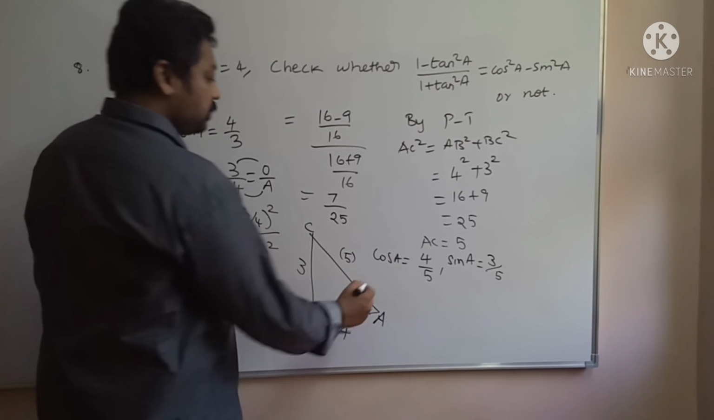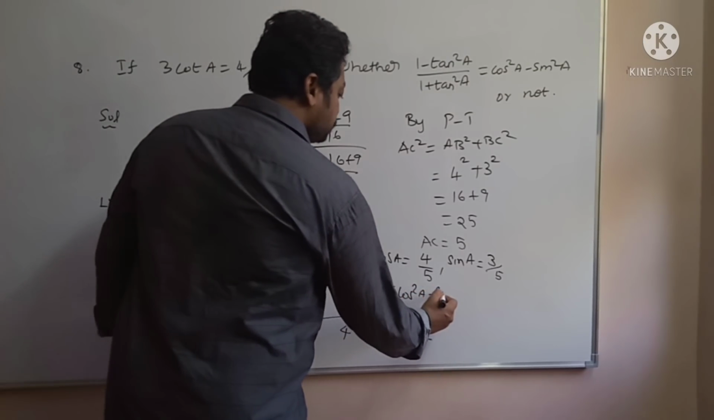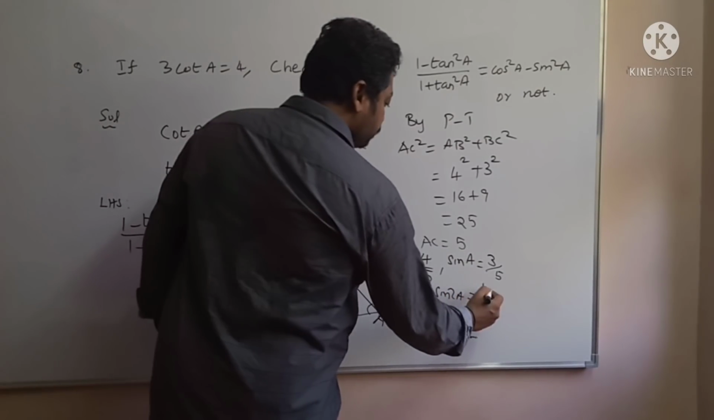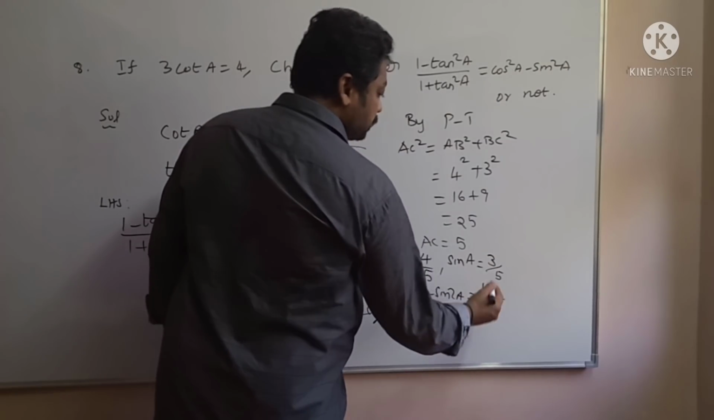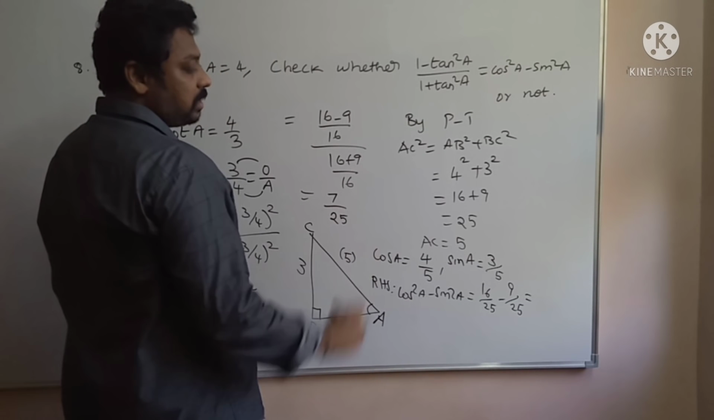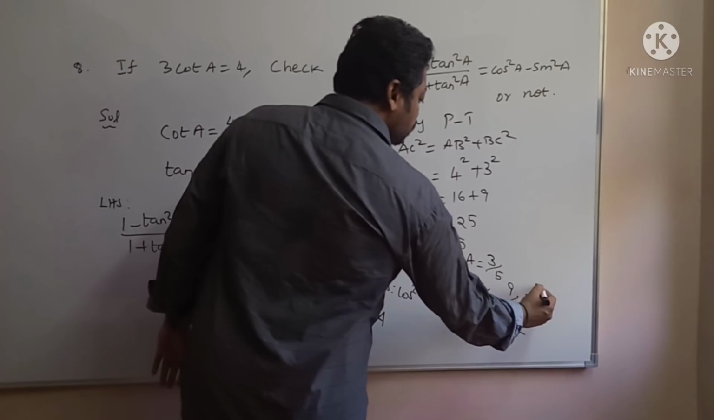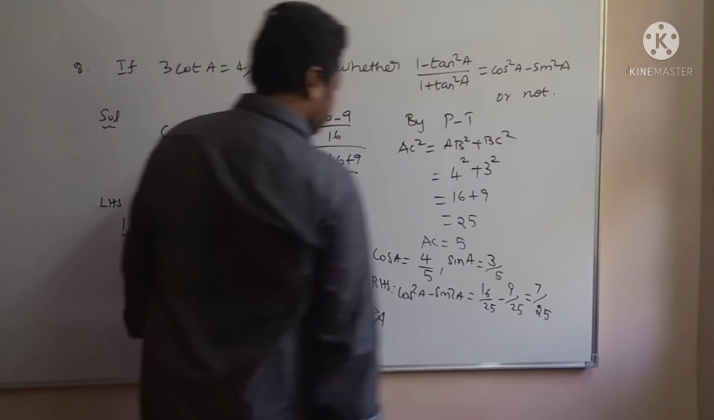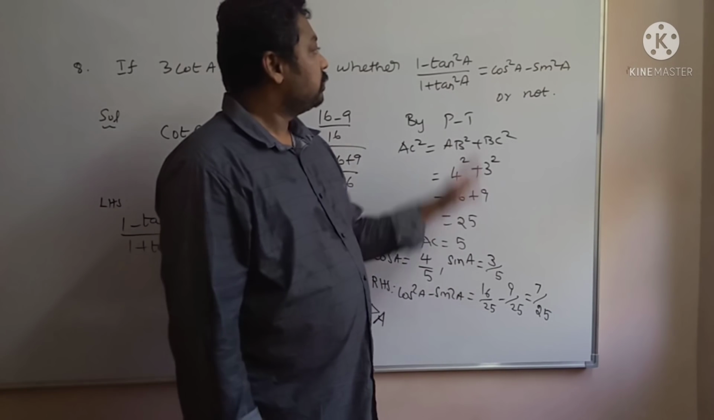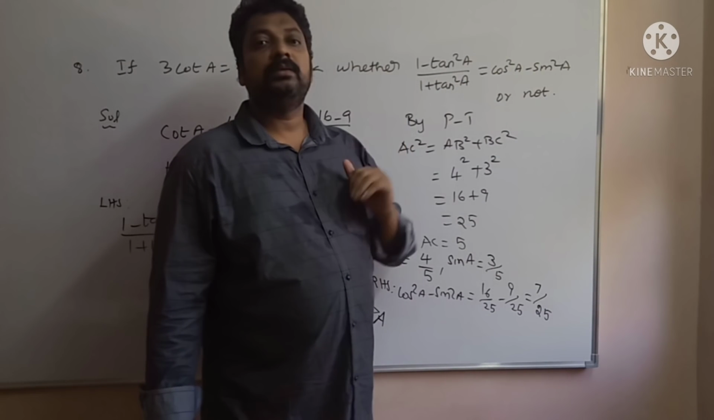So now we move to the RHS. What is the RHS? Cos square A minus sin square A. So cos square A is 16 by 25, minus sin square A which is 9 by 25. So the denominator is the same, so just subtract the numerators. So we get 7 by 25. So here, LHS what we got? 7 by 25, RHS also 7 by 25. Therefore 1 minus tan square A by 1 plus tan square A is equal to cos square A minus sin square A.